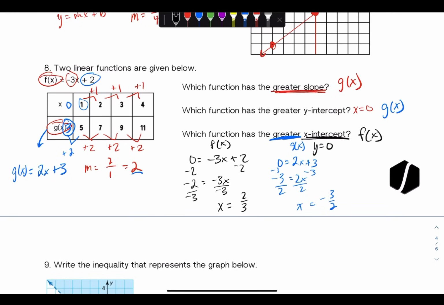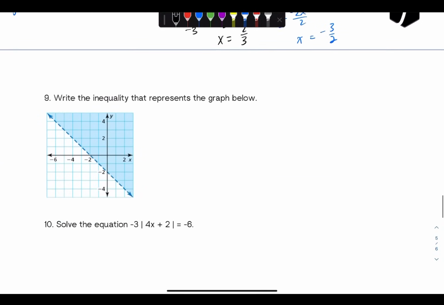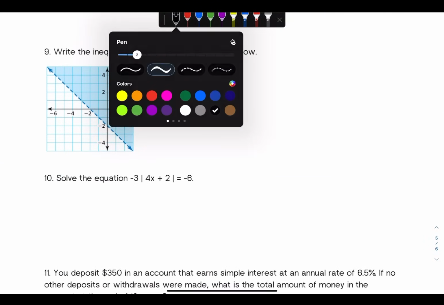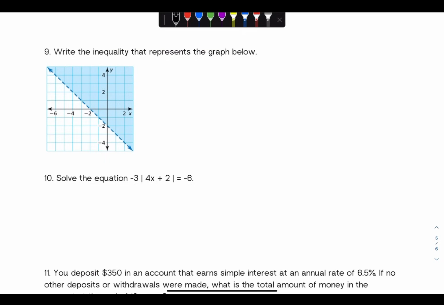All right, that's a cool question. A lot of things they could ask you about two different functions. Number 9, write the inequality that represents the graph below. All right, so we know this is an inequality. This is a line, so we got a linear inequality. So y is something, and then mx plus b. That something there is going to be our inequality. We just got to figure out which one that is.